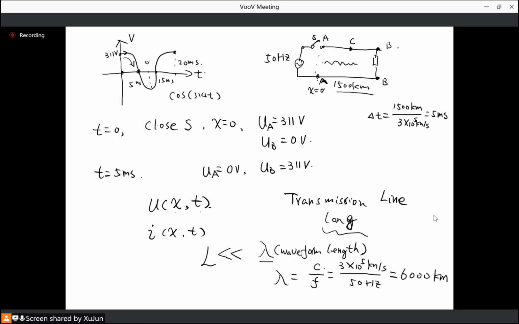But for this circuit it is 1,500 kilometers. So we can compare them. They are not much less. If a circuit is less than 100 kilometers, we don't care about it. We treat it as a lumped circuit.